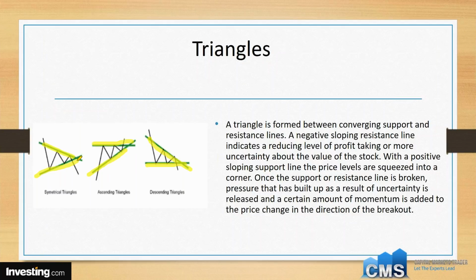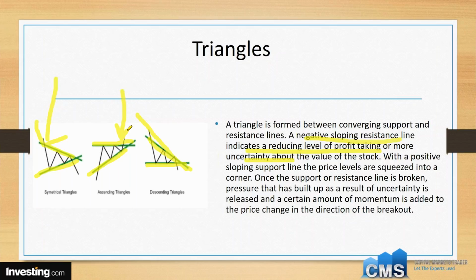Because basically, they all tell you the same thing. A triangle is formed between converging support and resistance lines. See, these two lines are converging together. A negative sloping resistance line indicates a reducing level of profit taking or more uncertainty about the value of an asset. With a positive sloping support line, the price levels are squeezed into a corner, and this is the ultimate story about triangles. The buying and selling demand are getting squeezed into the corner.